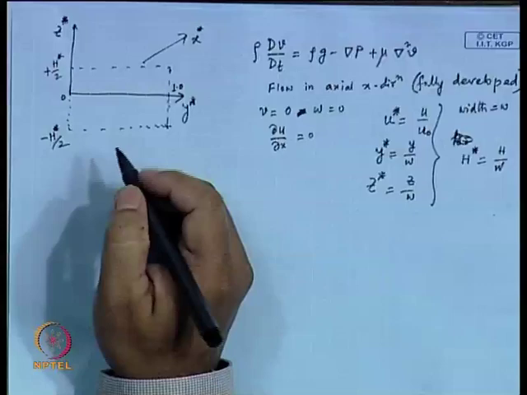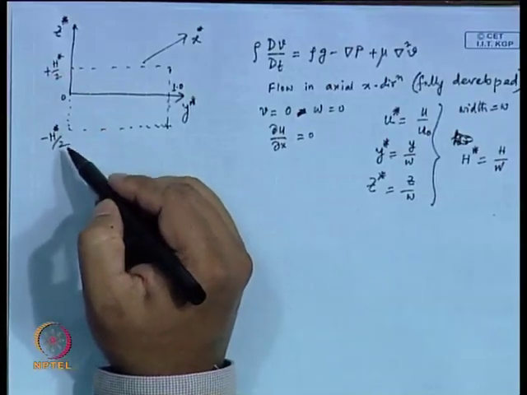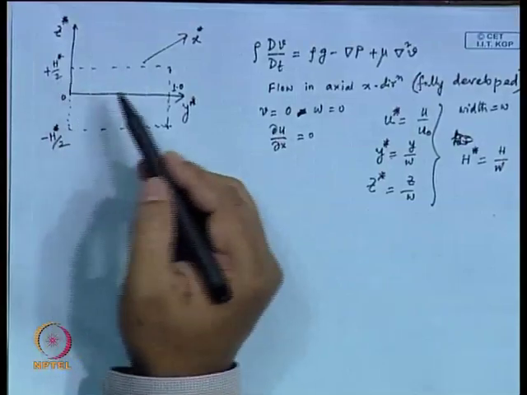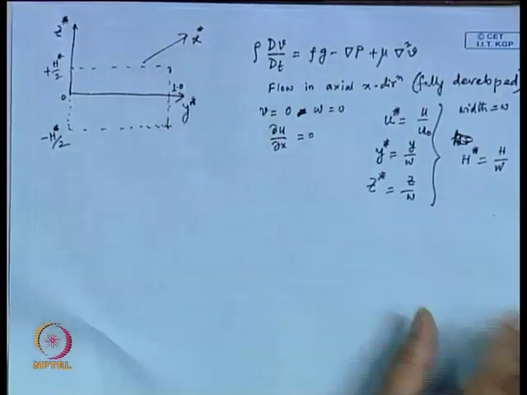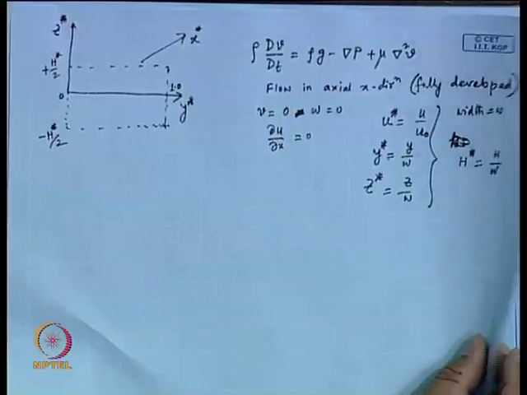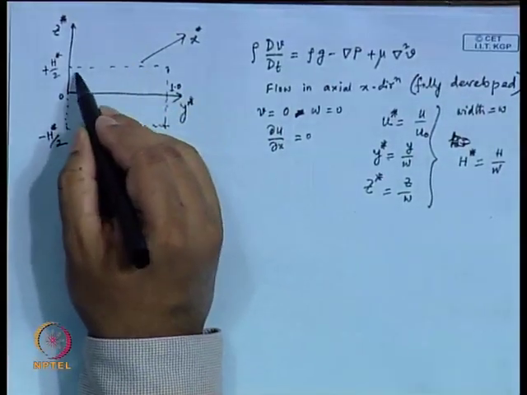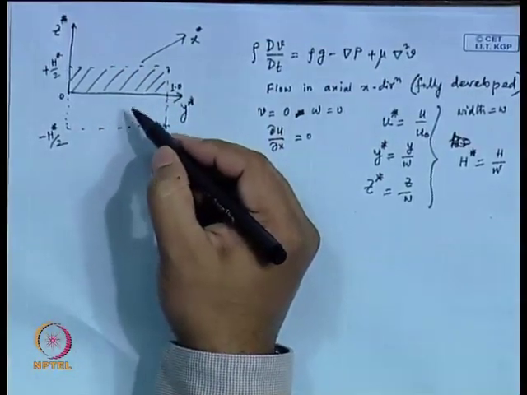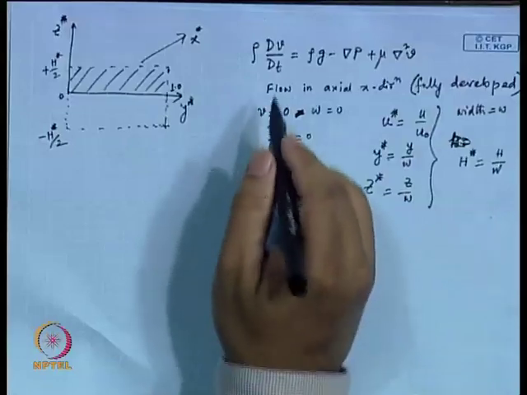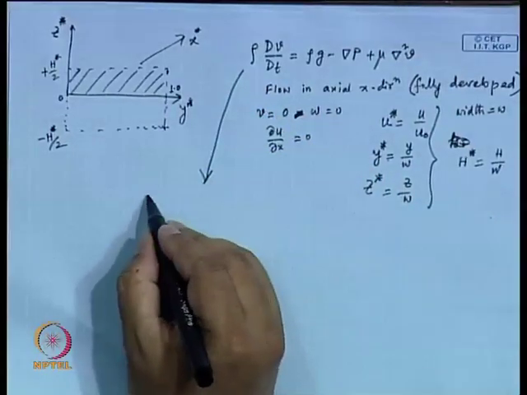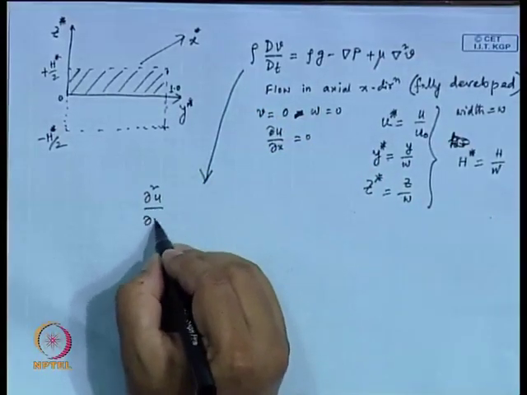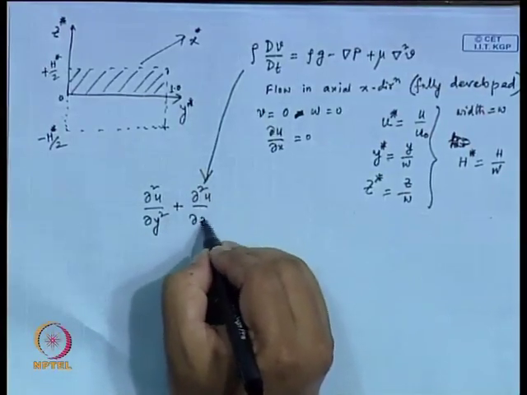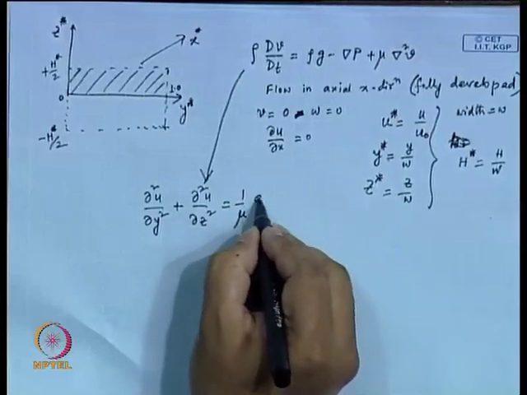This is plus h star by 2 and this is minus h star by 2. So, this constitutes the full channel. And this is the x star, this is the x direction. Now, if we try to solve this part and we say that this is just a mirror image of what we have here, you can write this equation as del square u del y square plus del square u del z square, that is equal to 1 by mu del p del x.